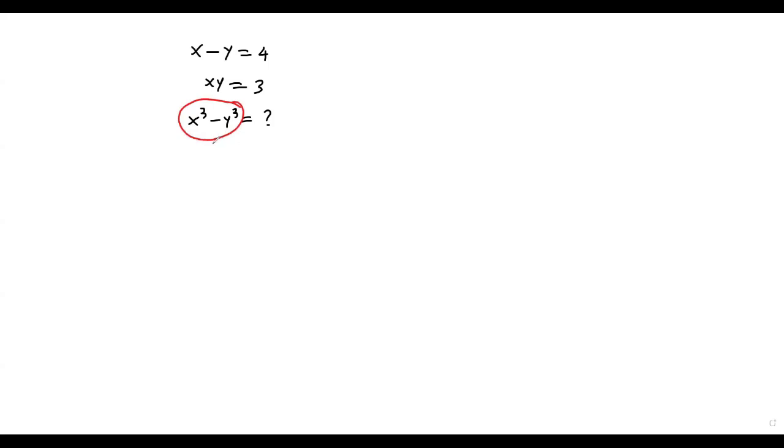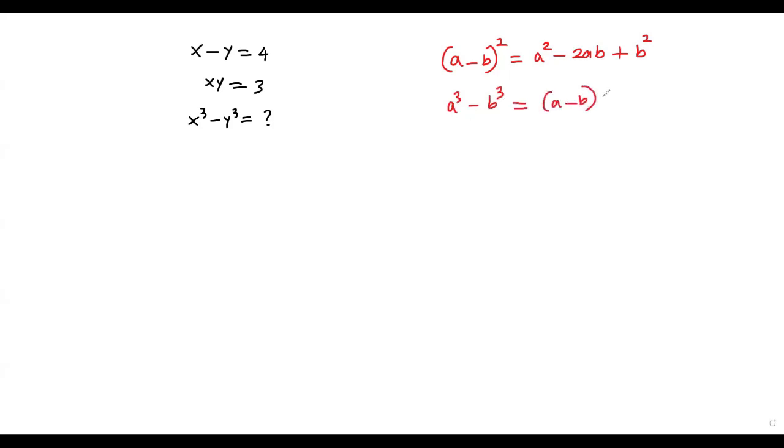To solve this problem, we must know two algebraic identities. One is (a minus b) the whole square, which equals a square minus 2ab plus b square, and the other identity is a cube minus b cube, which is equal to (a minus b) times (a square plus ab plus b square). We are going to use these two algebraic identities to solve this problem.